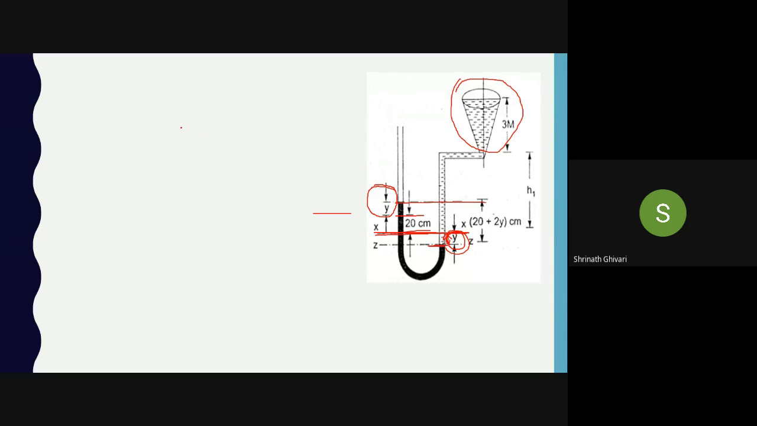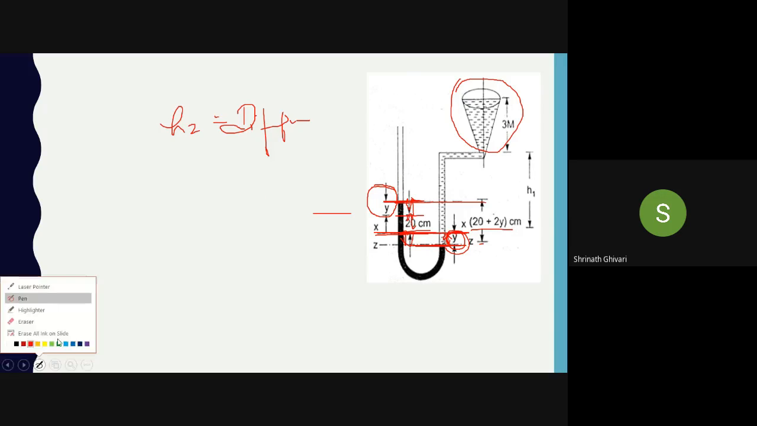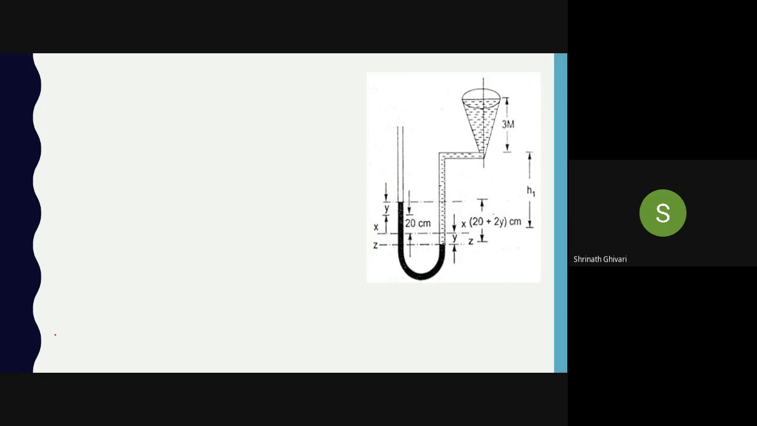Remember this, H2 is nothing but the difference in the level of mercury in both the left limb and the right limb. So this is the difference from this end to this end. So this is y plus 20 plus y. That will be 20 plus 2y. Now, can you calculate the value for the manometric liquid? You have to calculate the value of y first, then you will calculate the value of H2.